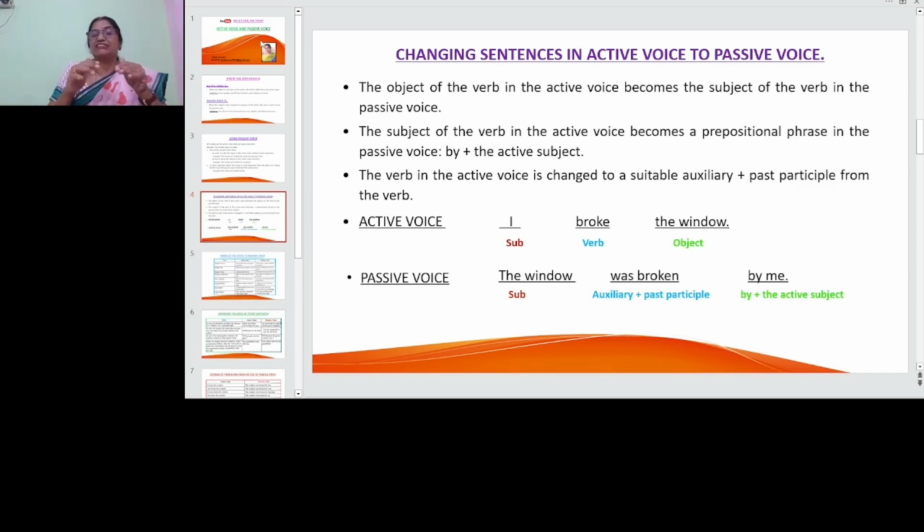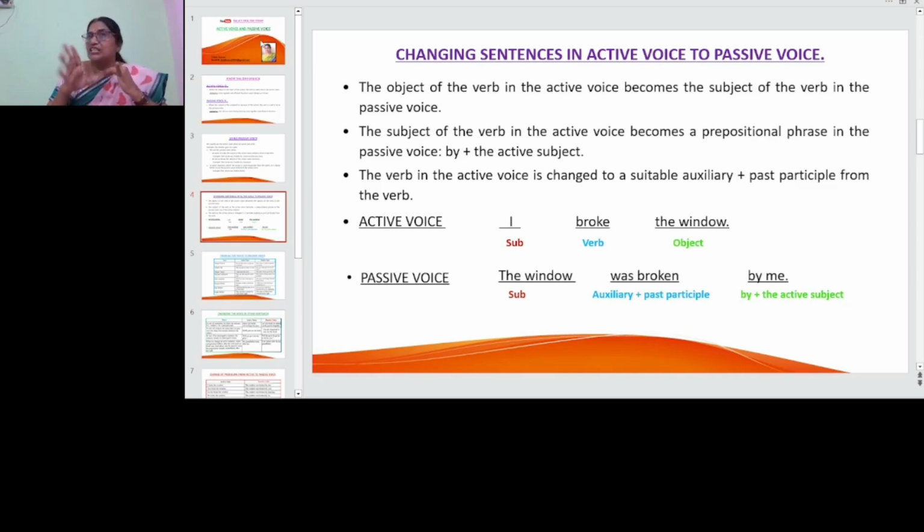See the passive voice, I have given the example down. So the window is a subject here. Okay, that's the first rule. Subject should become the object. Object should become the subject. And now what is the second rule? The subject of the verb in the active voice becomes a prepositional phrase in the passive voice by plus active subject. Now what is the verb in the sentence of the active voice?